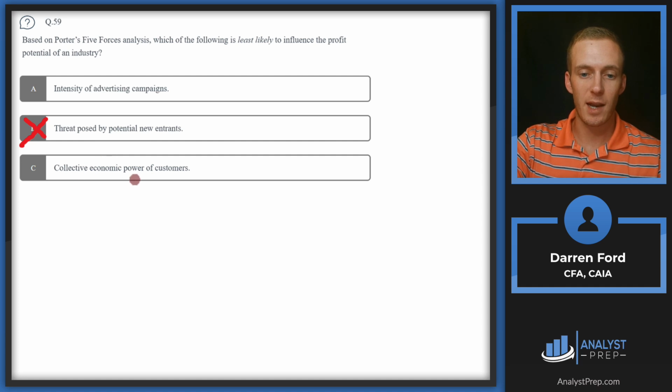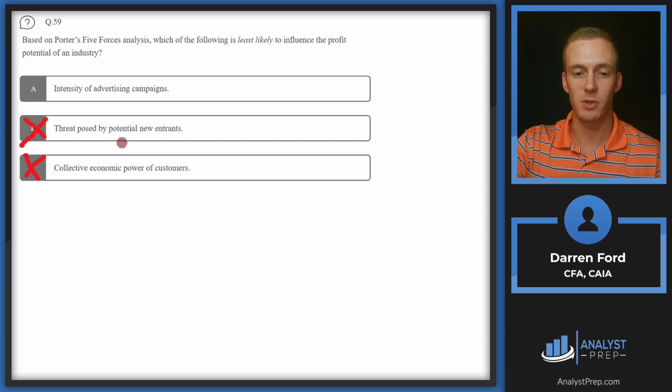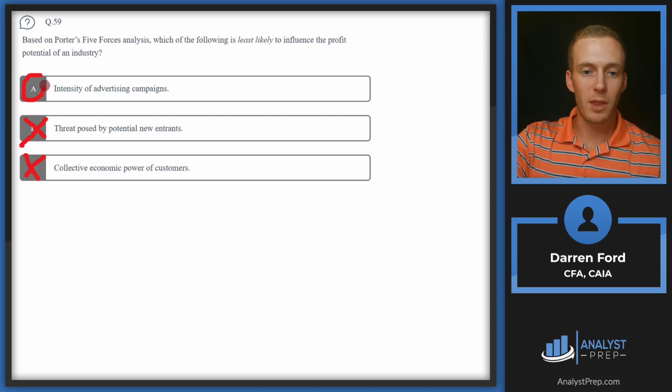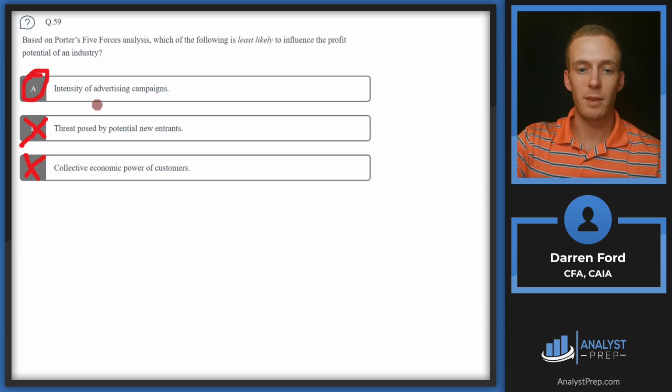C, collective economic power of customers. Power of customers is certainly important, since if our customers have more power, that's going to decrease the amount of profit we can make. If we have more power over our customers, then we're going to be able to increase profits. So ultimately, we are going to go with A. You could kind of make the argument that this would fall under rivalry of existing competitors, but it's not quite as explicitly stated as the other two answers are for Porter's Five Forces. So we'll go with A.